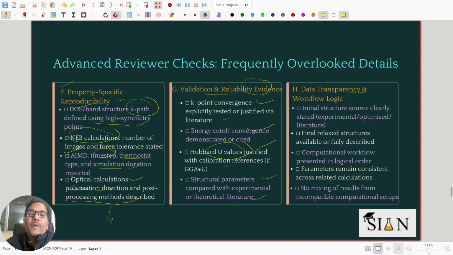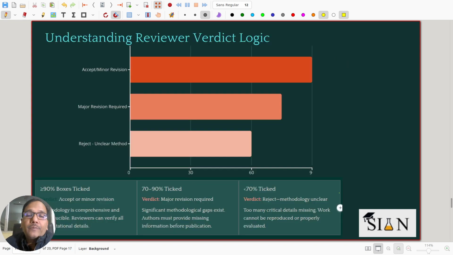And for data transformation workflow logic: initial structure source clearly stated, experimental, optimized or from the literature, and also the final relaxed structure available or described. Computational workflow presented in some logical order. You can even give one proper flow chart showing how you started and how you got the results, and parameters remain consistent across related calculations. No mixing of results from incompatible computational setups.